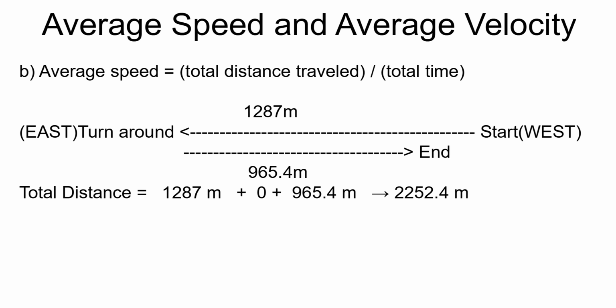What's our distance? Well, these numbers are from the prior slide. 1287 meters towards the east, 965.4 meters back towards the west. What's the total distance traveled? Total distance is the sum of all of these. We rest in the middle. That contributes 0 meters, but otherwise distance traveled is not paying attention to plus or minus for east or west. We just add the distances together. So we get 2252.4 meters.